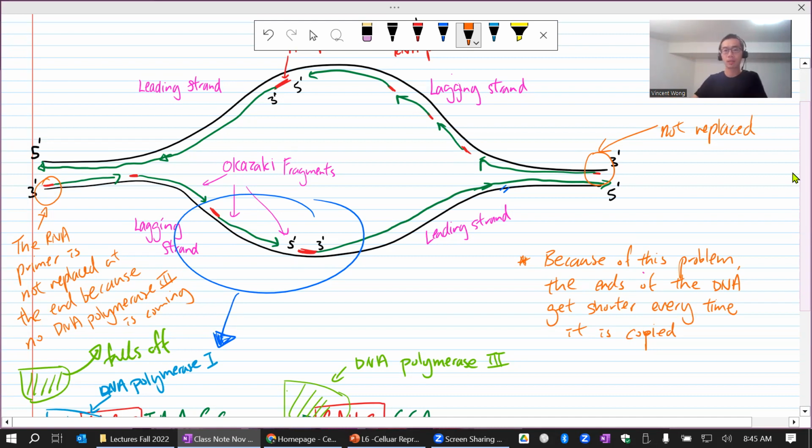So we're going to look into that problem in a bit, but right now I just want you to understand why this is happening. Why are we losing DNA? And again, the reason is because at the end, we don't have a DNA polymerase 3 coming from upstream, and nothing is falling off, so there's no signal that tells the polymerase 1 to get on. As a result, you do not replace the primer in the end, and it just disappears, and it gets shorter.